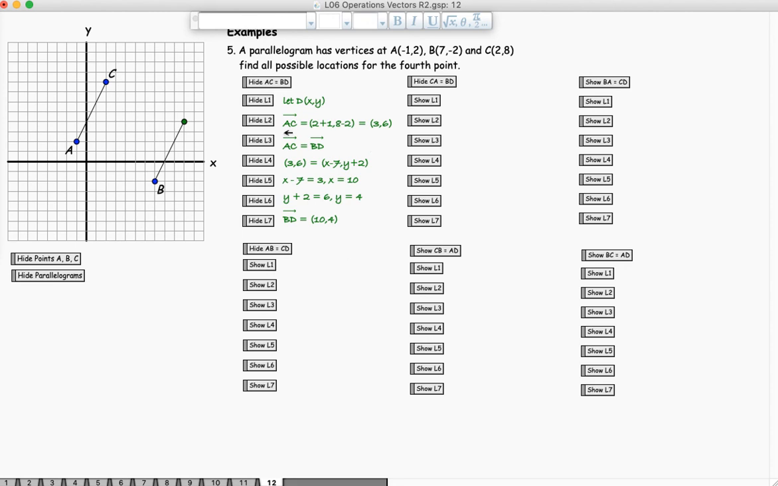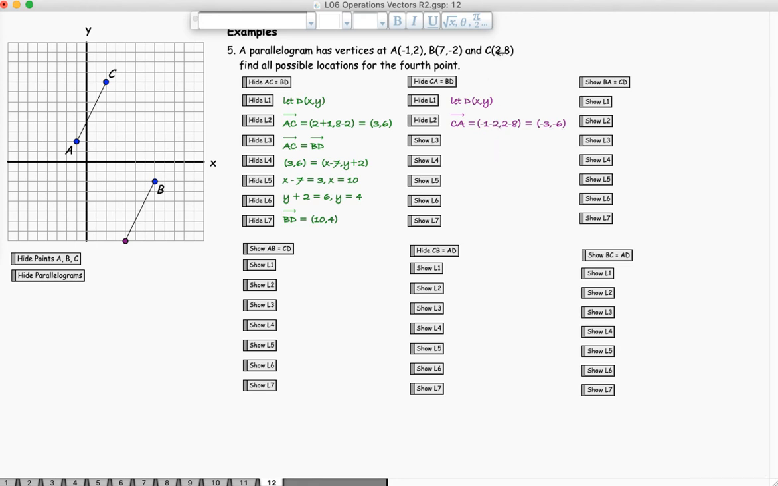All right, alternately, an alternate way to do it could have been this. Let me just hide that and hide that. And let's go this way. So it's now possible that CA is equal to BD. So going from C to A, I'm still going to start the same way: let D be x, y. I'm now going to have to find CA, but CA is going to be the opposite of AC. So CA should be -3, -6.